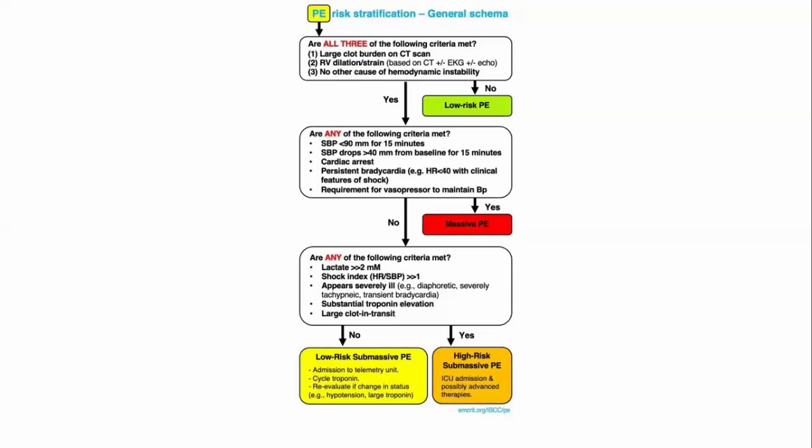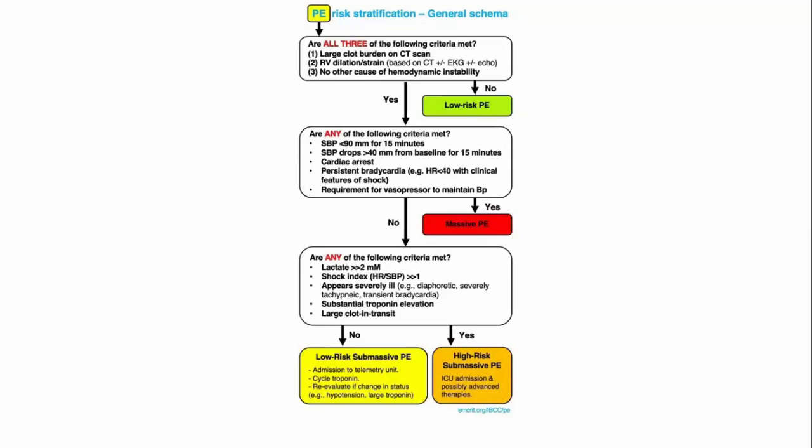So for us, obviously, we are now suspecting massive PE because we've done our echo and our ECG, and there's right ventricular dilation. We don't think there's any other causes for hemodynamic instability, and we managed to get a CTPA, and there's a large clot burden. Obviously, these parameters on your vital signs are quite self-explanatory. I mean, if you're in cardiac arrest, that all puts you in the massive PE group.